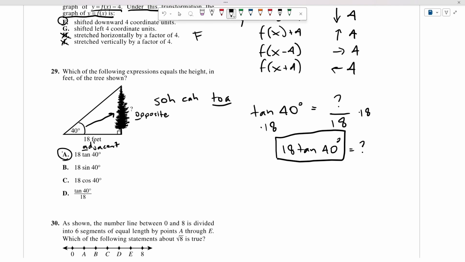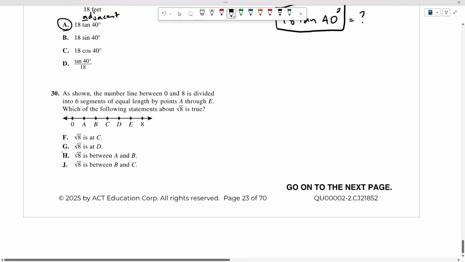Our last question, number 30, to round it off. The number line between 0 and 8 is divided into 6 segments of equal length. Which of the following statements is true about square root of 8? So we want to figure out where is square root of 8.